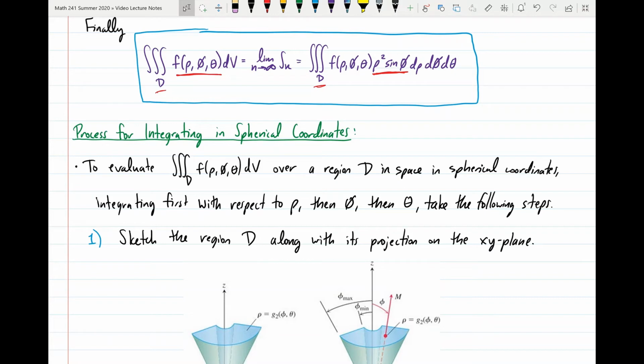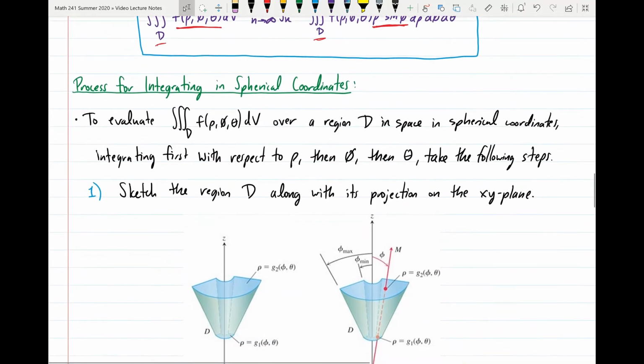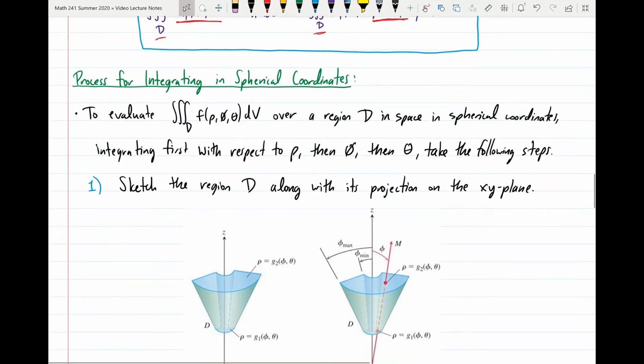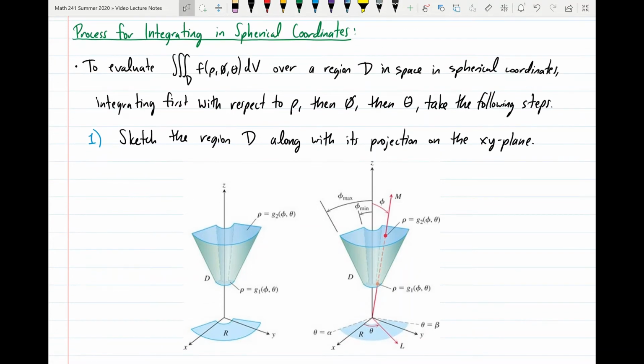Okay, so again, just like we've done in other videos, now the goal is to talk about finding the limits of integration if we want to integrate in spherical coordinates. So to evaluate the triple integral of f of rho phi theta over some region D in space in spherical coordinates, where we are integrating first with respect to rho, and then with respect to phi, and finally with respect to theta, we're going to take the following steps in this order.